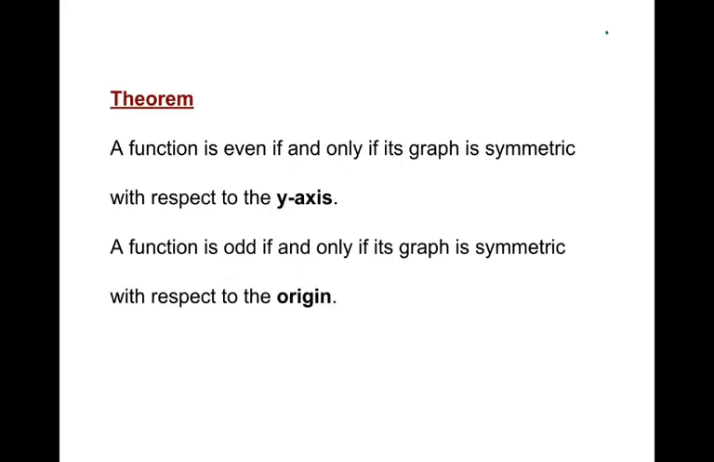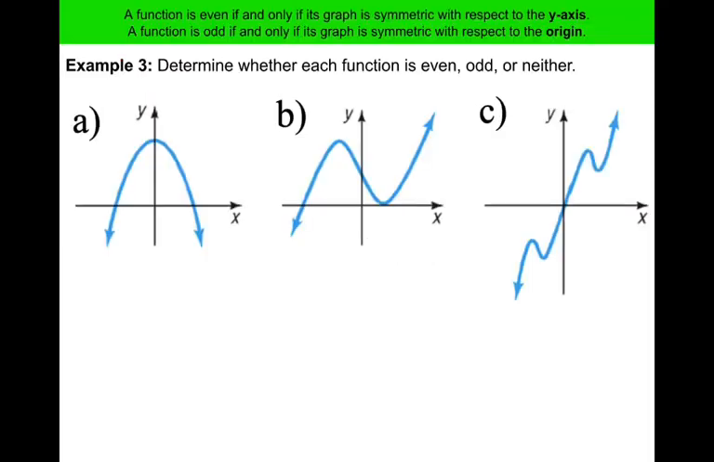We can also determine whether a function is even or odd if we're looking at a graph. An even function is going to have symmetry with respect to the y-axis. An odd function is going to have symmetry with respect to the origin. So that's point symmetry. It's a little bit harder to see, but we'll take a look at an example. Okay, so we want to take a look at the graphs and determine whether we have a graph that's even or odd. I've got the rules up here in green.